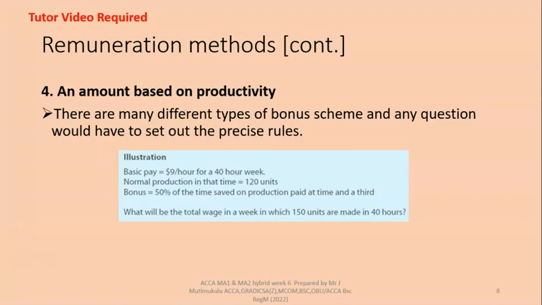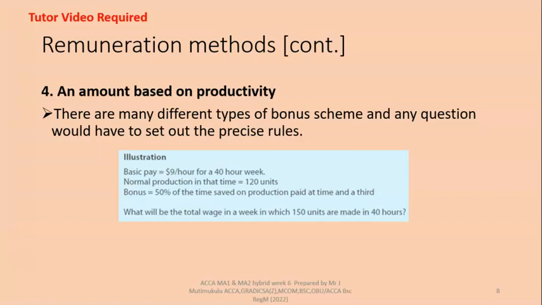Okay, so let's say basic pay is $9 per hour for a 40-hour week, and normal production in that time is 120. Bonus is equal to 50% of the time saved on production paid at time and a third. What will be the total wage in a week in which 150 units are made? Okay, so we need to be systematic here. So let us determine the hours saved.